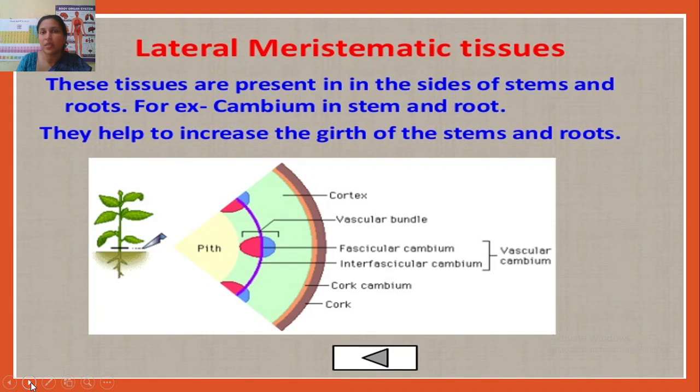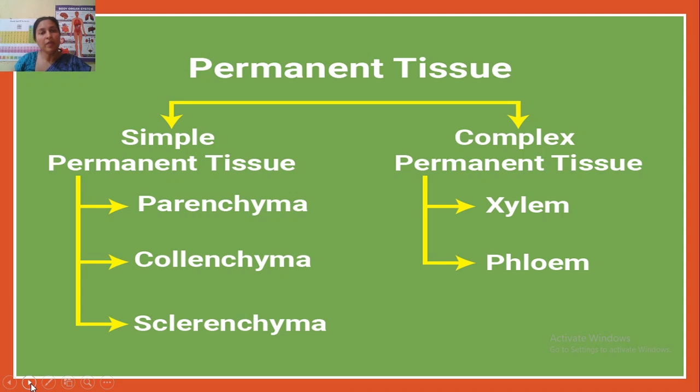The lateral meristem is present laterally in the stem and the roots. I think you all know about the cambium. The cambium is present between the xylem and the phloem tissue. In the cambium, these lateral meristematic tissues are present. They are involved in the increase of the width of the stem and the width of the roots.